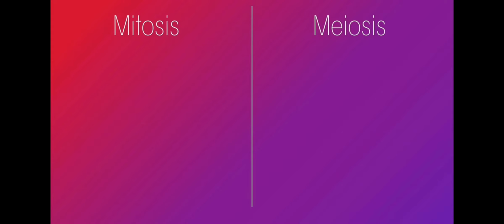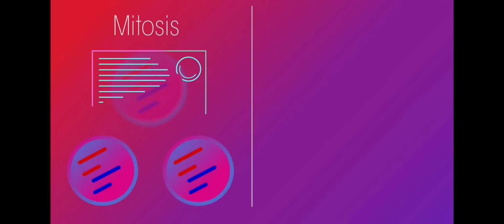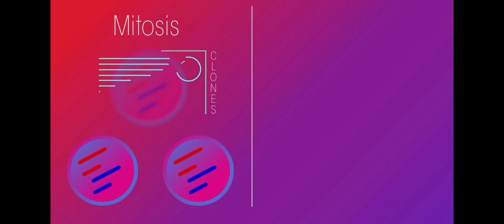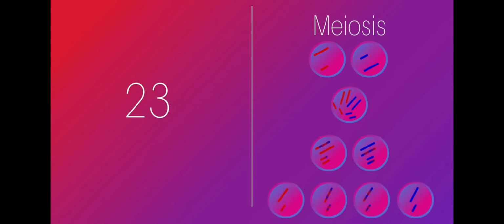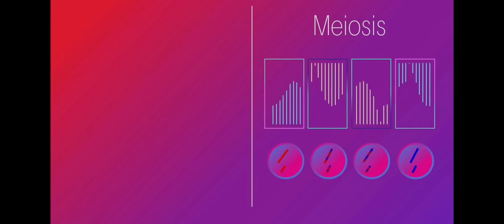First, it's good to know that there are two types of cell division processes. The simpler one is mitosis, which produces two identical cells with exactly the same genetic information. The other one is meiosis. It's a much more complicated process, creating not two but four cells with only half the number of chromosomes and, crucially, all genetically different from each other.